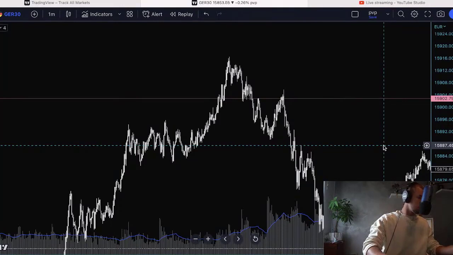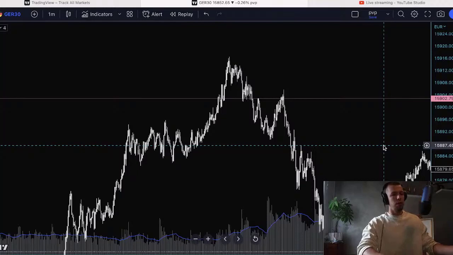Right here in order to take this trade. As I said already, when we go for external liquidity. Well, let me know if it's better.